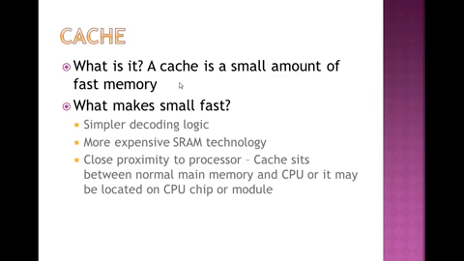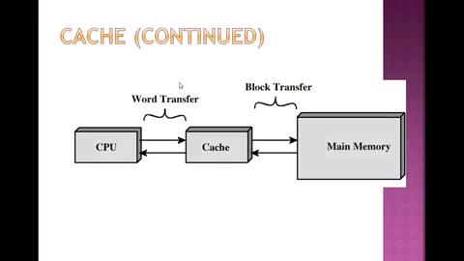It is more expensive than static RAM, the SRAM technology. So this is why it is small and fast, because cache memory is more expensive than the SRAM technology. Then it is in very close proximity to the processor. Cache sits between the normal main memory and the CPU, or it may be located on the CPU chip or module. That is why the access time is very fast compared to the main memory, because the data fetching is very fast. Why? Because the cache memory lies very near to the CPU.